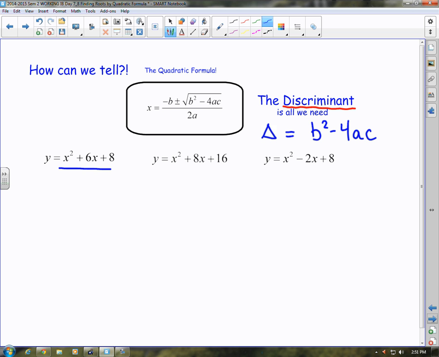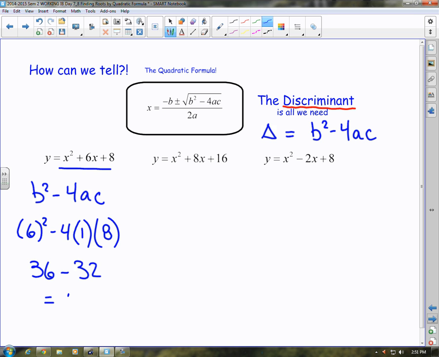Now this one we already know factored, right? So we know that this should come up with 2. So what's the discriminant? Well, b squared is 6 squared, minus 4 times a, which is 1, times c, which is 8. So this is 36 minus 32, which is 4. Can you take the square root of 4? Yes. And then what are you going to do with it? You're going to add it and divide by something to get one answer. You're going to subtract it and divide to get another answer.